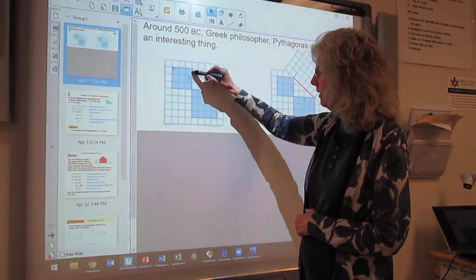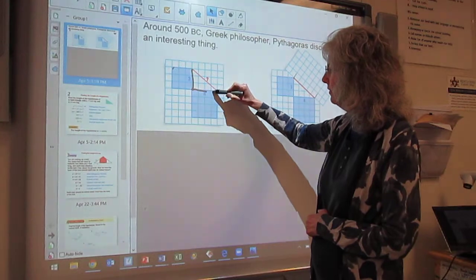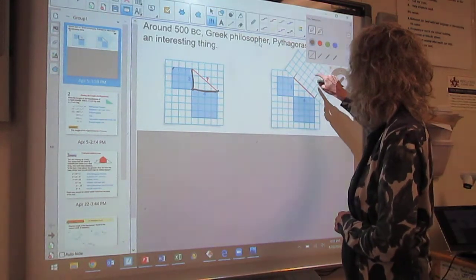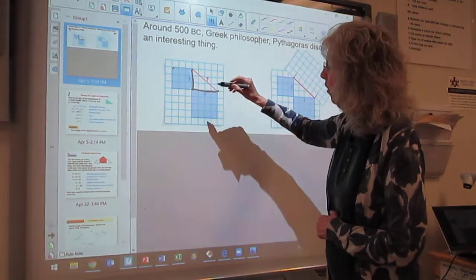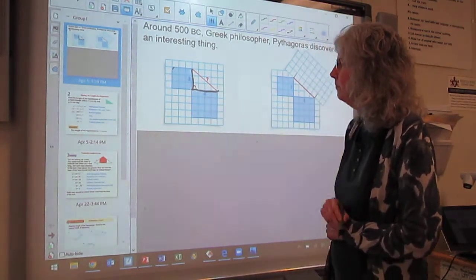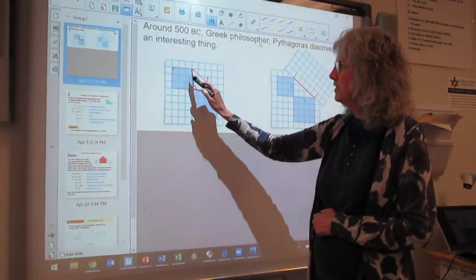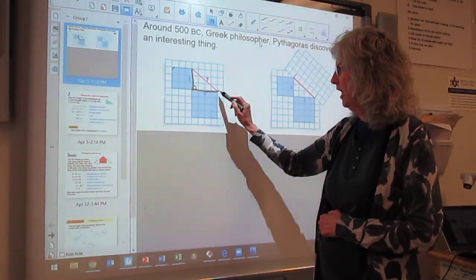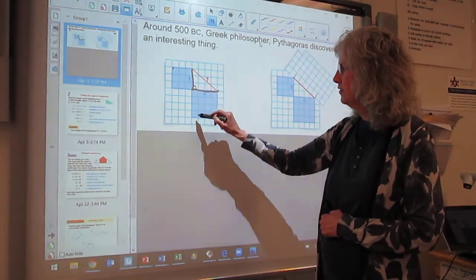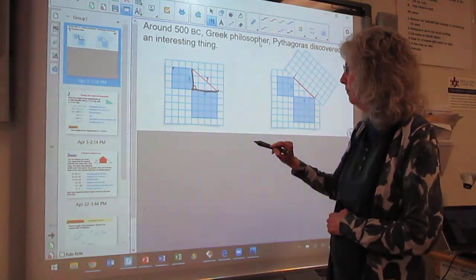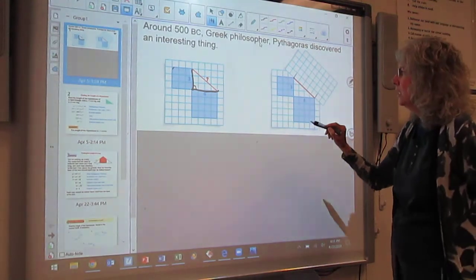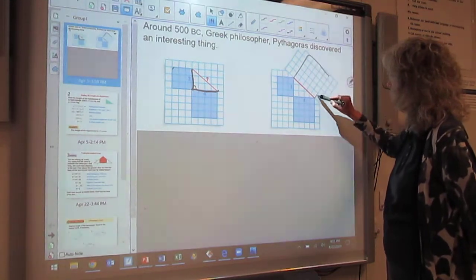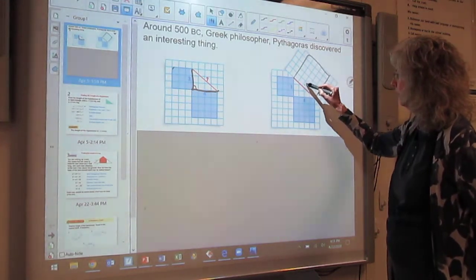If you take these two legs, now the legs are the two sides that form the right angle, okay? If you square this leg, you've got a side of 3, square it, you get 3 squared, which is 9. This leg is 4, if you square it, you get a square of 16. And what he discovered is that these legs squared will equal the area of this square.